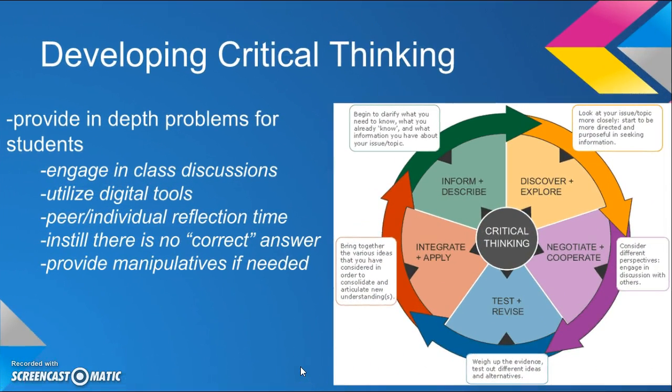In order to develop critical thinking, you need to provide students with in-depth problems. If you do this as a teacher, you need to engage your class in discussions, allow them to utilize digital tools, provide peer/individual reflection time, and instill that there is no correct answer when we are critical thinking. And please provide manipulatives if needed, depending on the situation.